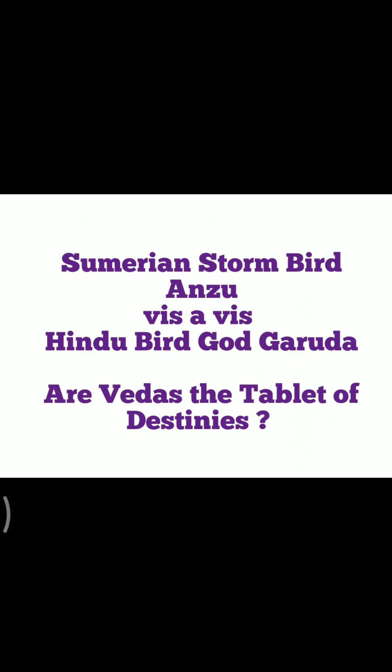Also, we will be discussing about the Vedas being equivalent of the Tablet of Destiny. Those who are familiar with Sumerian Akkadian mythology, they will be knowing what I mean by Tablet of Destinies. So let us start with the Anzu bird.